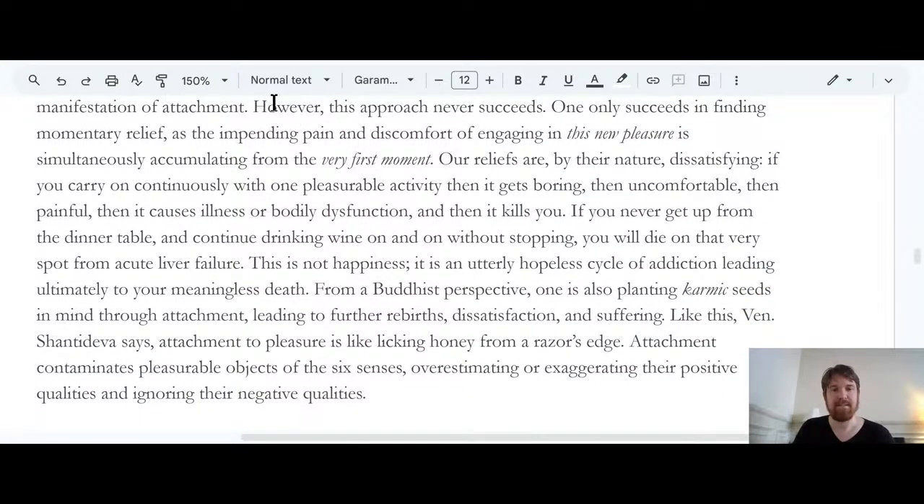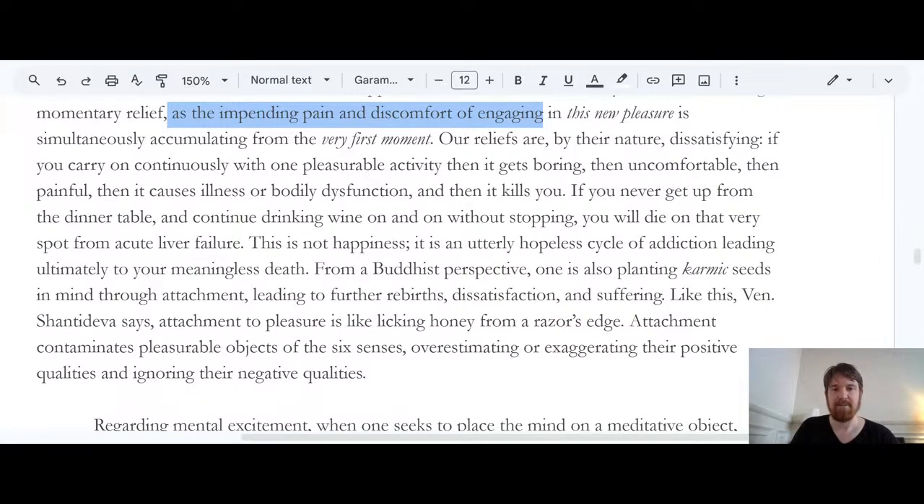In reality, this approach never succeeds. You can never consume enough pleasurable sources of stuff through your senses to achieve a stable internal state. You get momentary relief, and then just as quickly, within a period of time, you're experiencing pain and discomfort again, you're experiencing boredom again, etc.